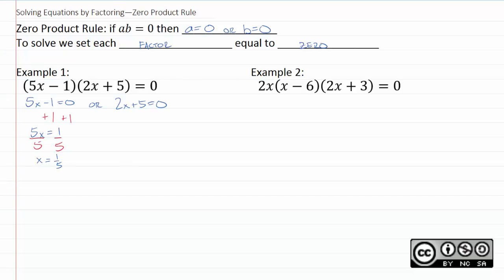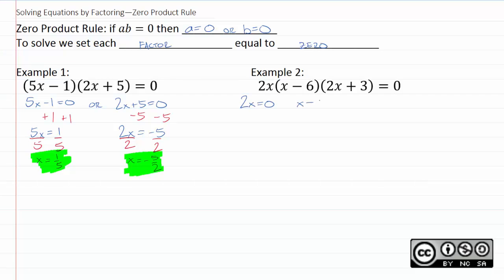Or, if 2x plus 5 equals 0, I'll just subtract 5. And I'll get 2x equals negative 5. And then we'll divide by 2. And x equals negative 5/2. So remember that you're going to have multiple answers here, and that's perfectly okay, but you do need to find each of them.